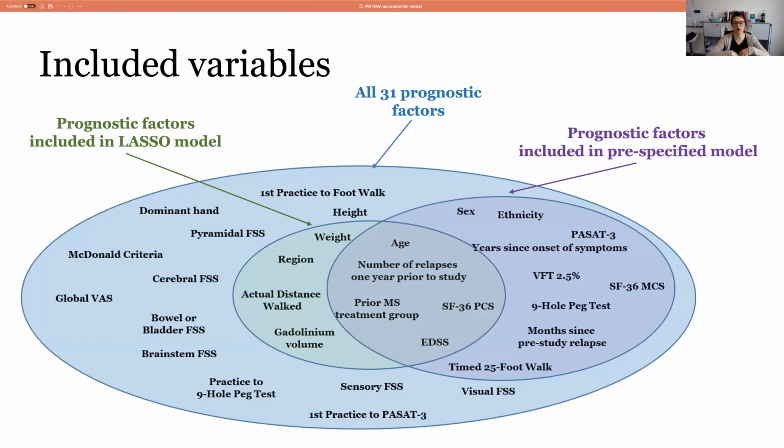On the larger circle you see the names of all the variables that we included in the Lasso model. In the most narrow inner ellipse, you see those that were selected by Lasso. And these purple ellipses are the prognostic factors that we used in the pre-specified model.